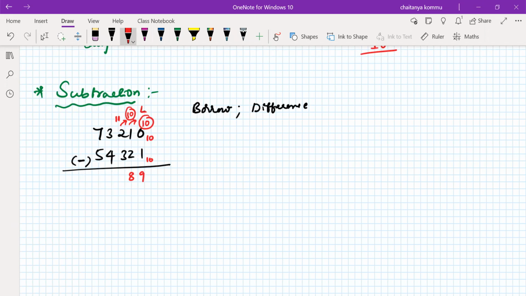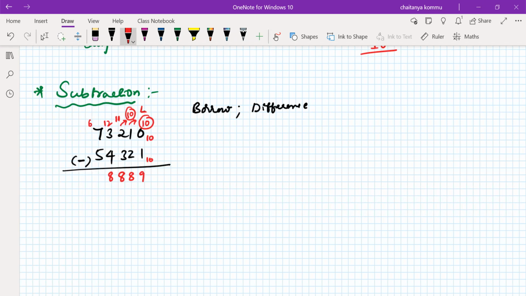11 minus 3, okay, 8. So here is the 2. 2 is 4. Is it possible to subtract 4 from 2? Not possible. So we take another 10 here. So it becomes 12. 12 minus 4, how much? 8. So what is there here in the 7?